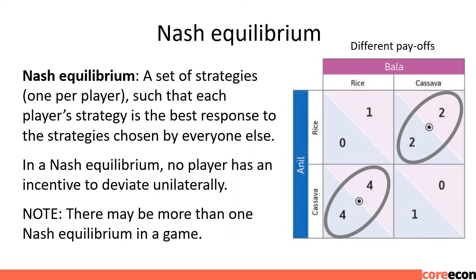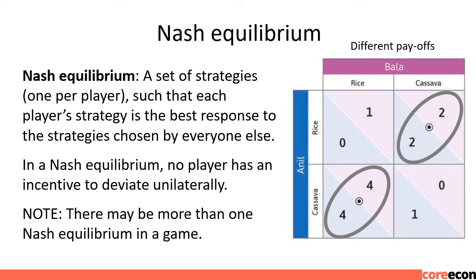Nash equilibrium: a set of strategies, one per player, such that each player's strategy is the best response to the strategies chosen by everyone else. In a Nash equilibrium, no player has an incentive to deviate unilaterally. Note, there may be more than one Nash equilibrium in a game. Here is an example with a different payoff structure.